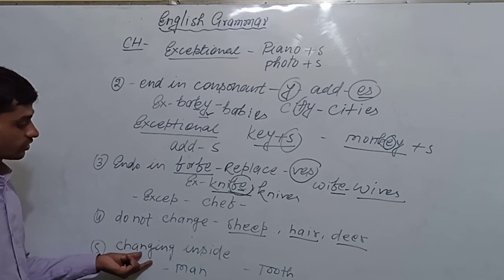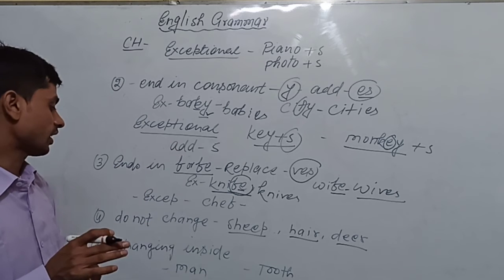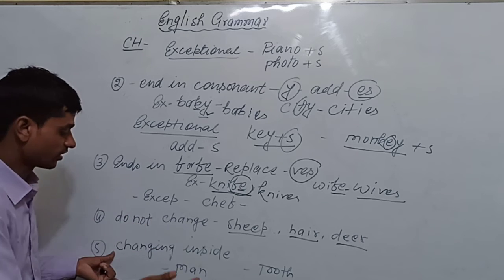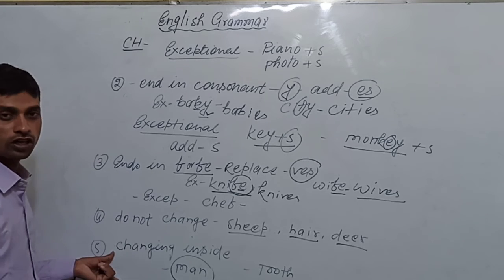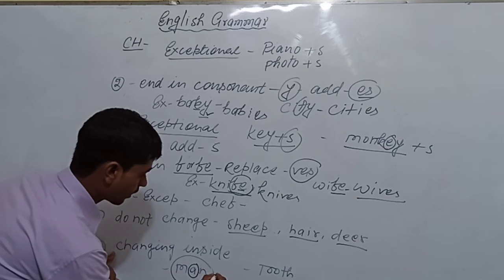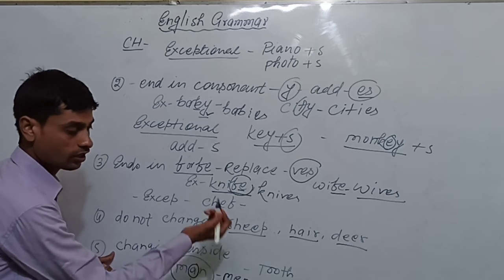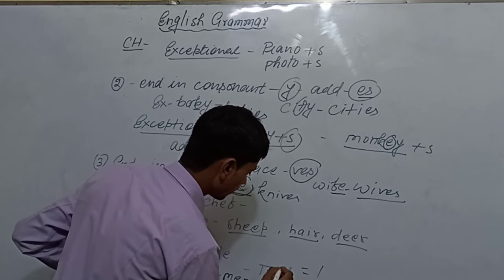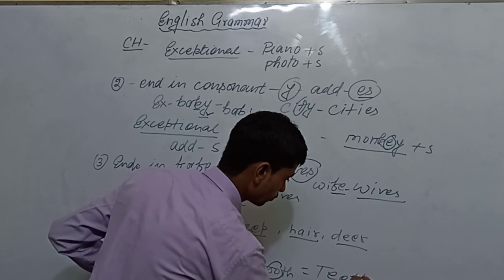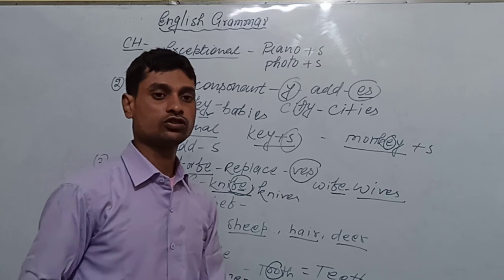Now last, changing inside. Some words are changed inside. अंदर उसको हम बदलते हैं. Some vowels बदल जाते हैं. उनका कोई रूल नहीं होता है, but they change. So man, इसको अगर plural change करना तो what is the inside letter? A. A is a vowel. So what will be the plural of man? Men, M-E-N. So A changes into E. Tooth. What is the inside letter? Double O, vowel. So what will be the plural of tooth? Teeth. So these are some formulas to change the singular into plural.